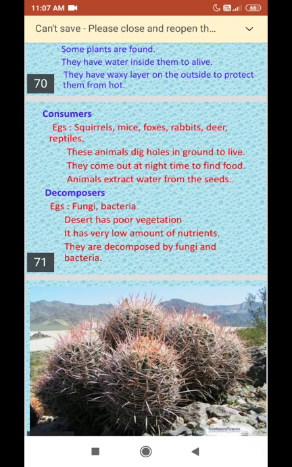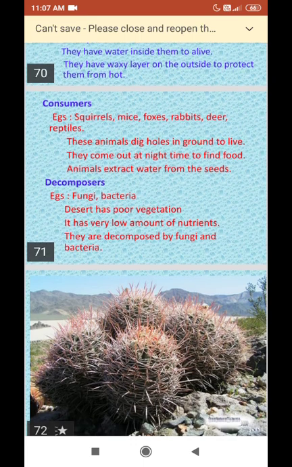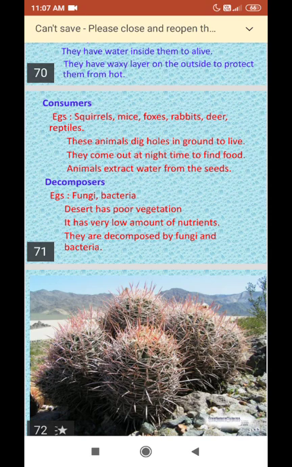And then next one, consumer. Here the squirrel, mice, foxes, rabbit, deer, and reptiles are the consumers. These animals dig holes in the ground to live. They come out at night to find food. Animals extract water from the seeds.